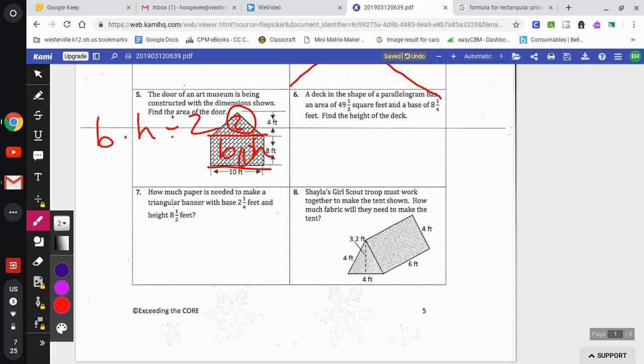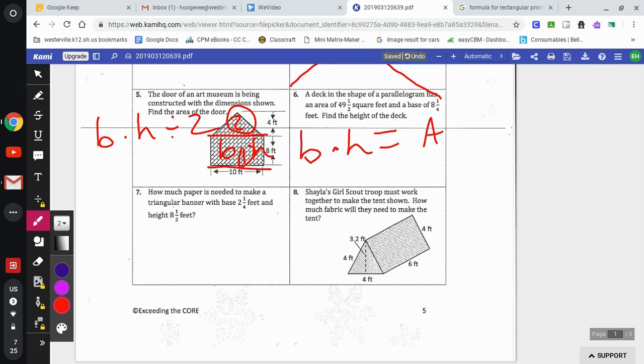Next one, you got a parallelogram. It has an area of 49.5 feet and a base of 8.25. Find the height. So set it up: base times height equals your area, or area equals base times height.